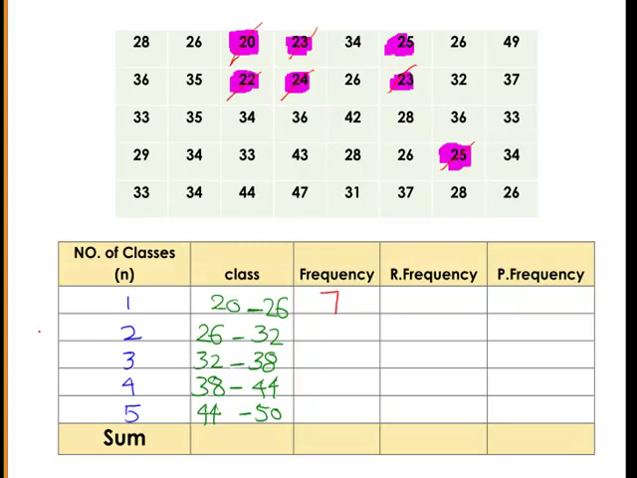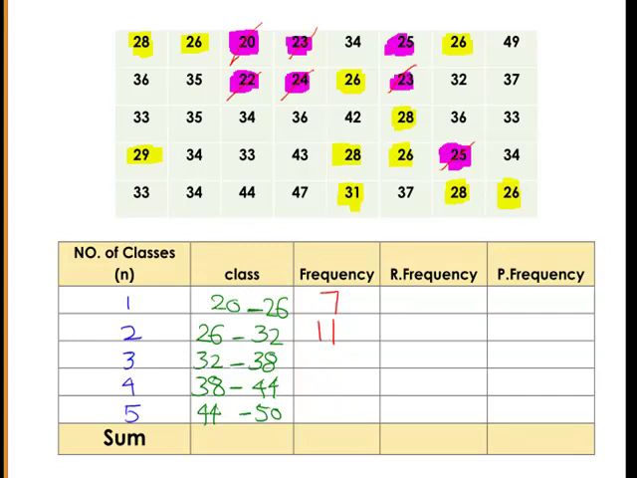the second class. So let's do it for the second class from 26 to 32. So 28, 26, again 26, 26 here, but be careful, 32, I will not count it. 28 here, 29, again 28, 26, 28 and 26. So now, let's count our numbers. So it's 1, 2, 3, 4, 5, 6, 7, 8, 9, 10 and 11. So the frequency is equal to 11 numbers.